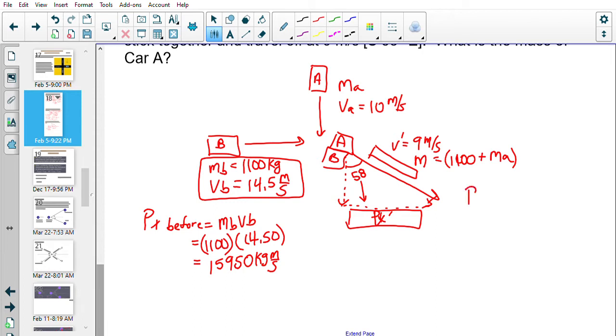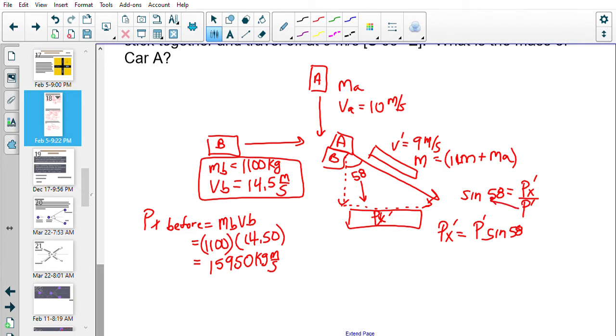So I know that I could set up a formula, or probably the best way to write it, is to say that sine of 58 equals opposite, which is px prime, over hypotenuse, which is p prime. So px prime is also p prime times sine 58, because that just comes up and multiplies.